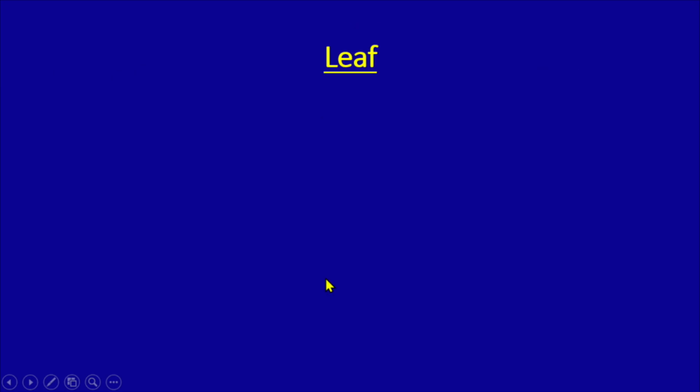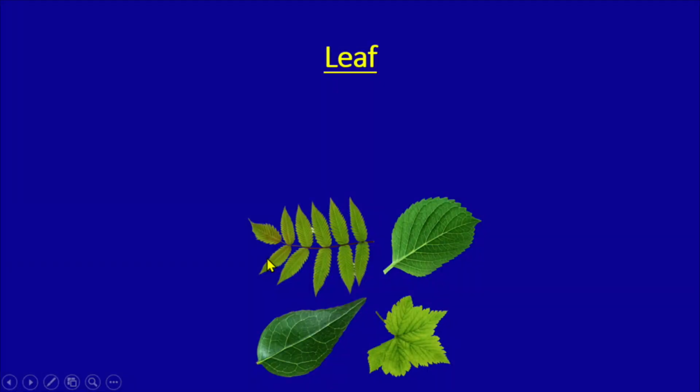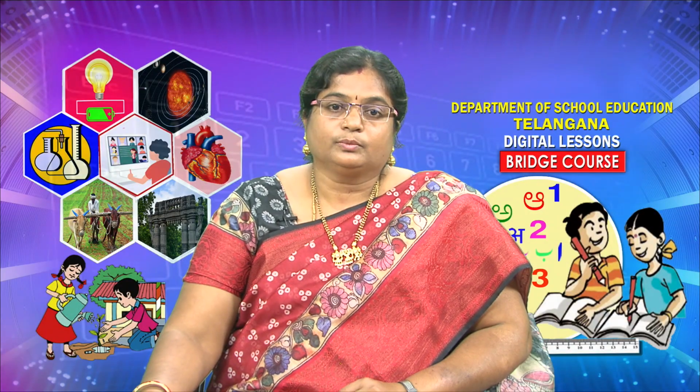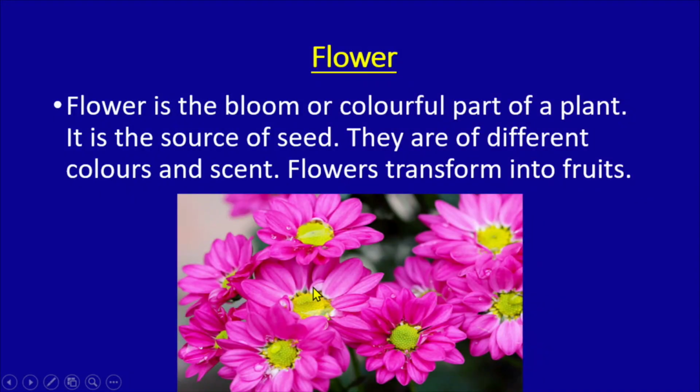Next, coming to the important part of a plant, it is leaf. You can see the different leaves here, they are of different shapes. So, leaf is a flattened part, it is green in color because of a pigment called chlorophyll and it absorbs sunlight to prepare food. Next, going to flower. You all know flowers. So, flowers are of different colors and scent. It is a source of seed. These flowers transform into fruits.